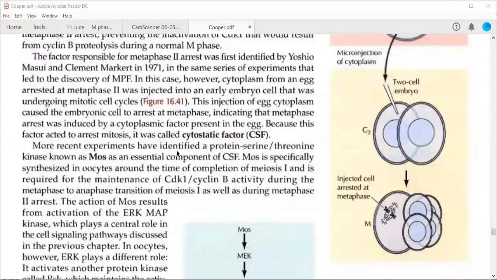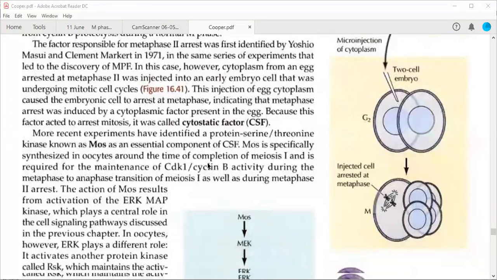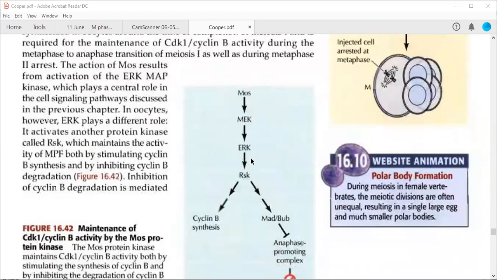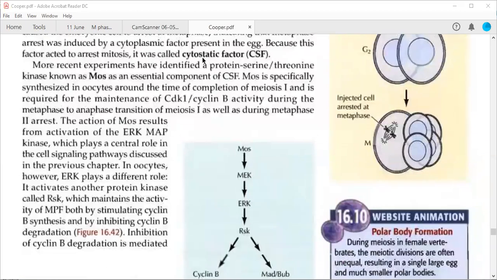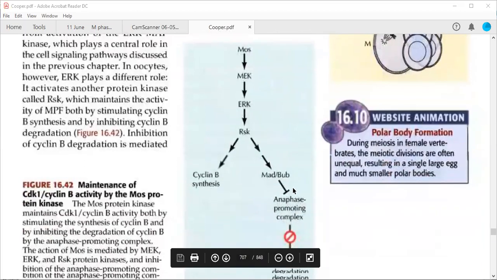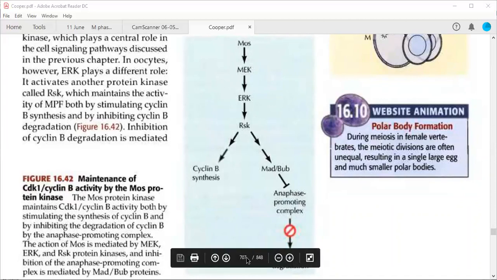And in most recent experiments, a protein serine threonine kinase called MOS has been identified, the essential component of CSF. So this CSF, cytostatic factor, has one important serine threonine kinase, MOS, which is required to arrest the cell in this particular stage. Then we have a complex series of signaling pathways. This MOS, which is a part of the CSF, undergoes a signaling pathway, the MAP kinase ERK pathway, and this pathway is again not so simple. It is represented like this here, but more complex pathways are given around page number 652. So I'm moving you to 652.